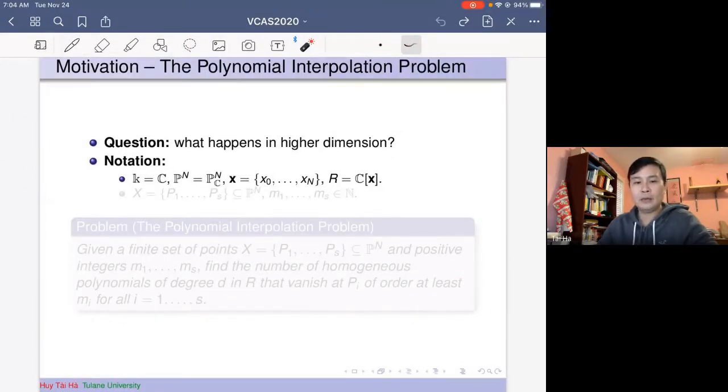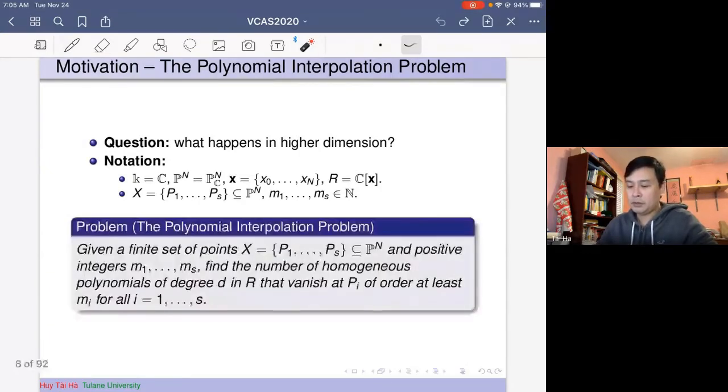If I write P^n without any subscript, it means the projective n-dimensional space over the complex numbers, and bold X denotes the collection of coordinates of P^n, and R is the coordinate ring of P^n. X is always going to denote a set of points, P_1 up to P_s in projective n-space, and m_1 up to m_s will be positive integers.